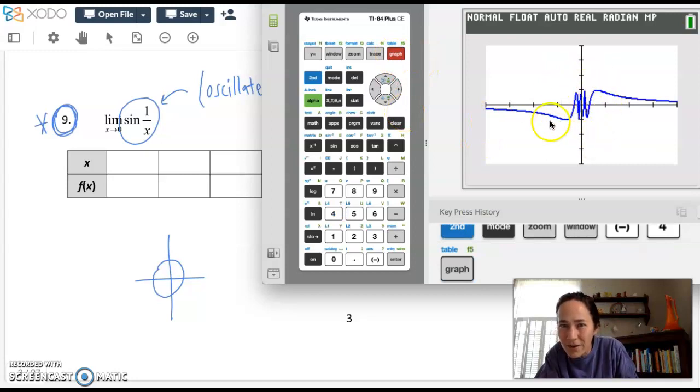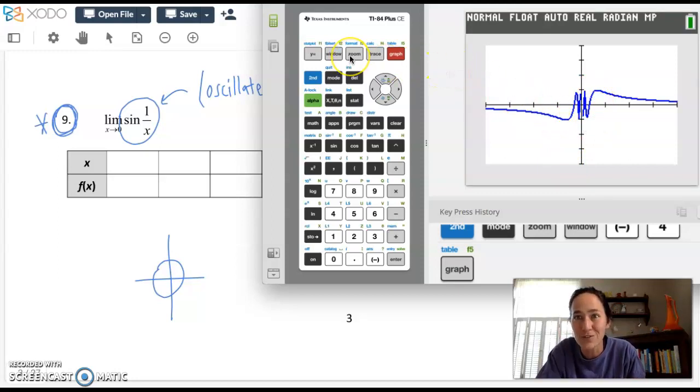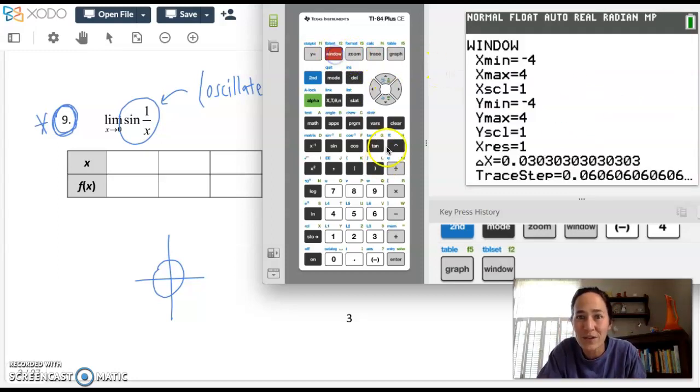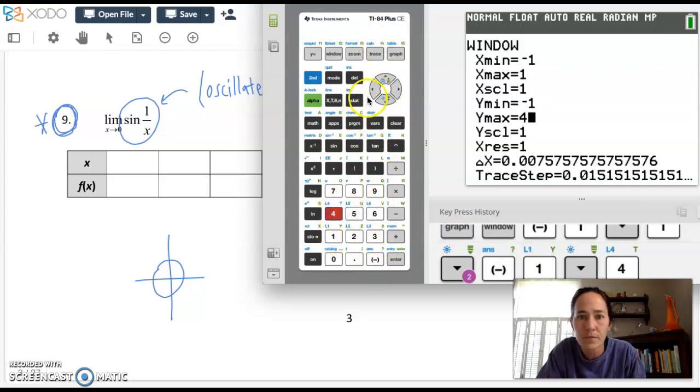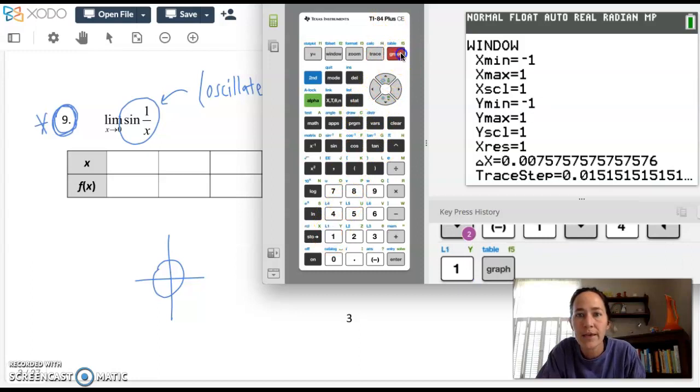It almost looks like a heart monitor type of thing in the middle. It's bouncing up, down, up, down, up, down. Is the limit still 0? Let's zoom in even further. This is where it gets really strange looking. So I'll go window. How about we go just negative 1 unit to positive 1 unit for the x's? Same thing for the y's, negative 1 to 1. Hit graph.